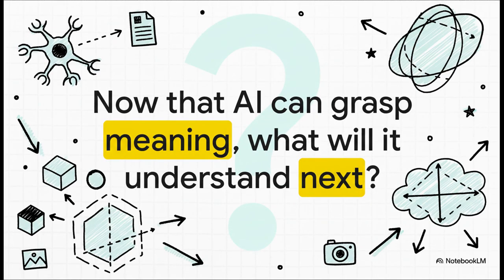From a simple arrow to an AI that can understand nuance and context, the journey of the vector has been absolutely incredible. And it leaves us with this one kind of mind-blowing final thought. Now that AI genuinely has a grasp on meaning, what's next? What complex, subtle, or even emotional concepts will it start to understand tomorrow?